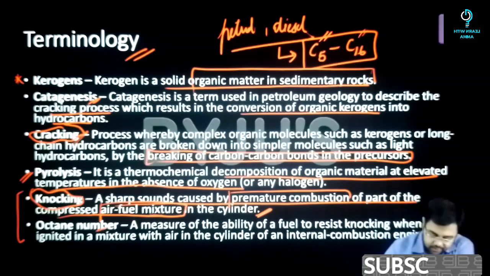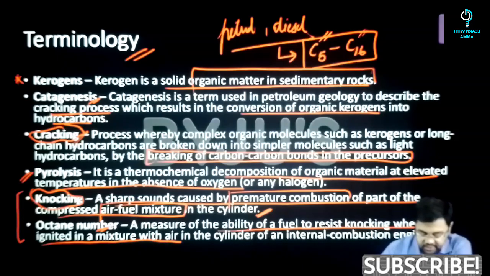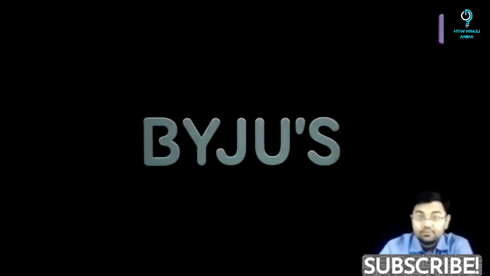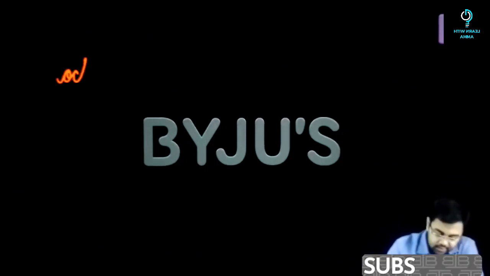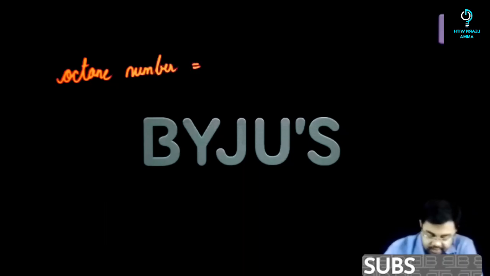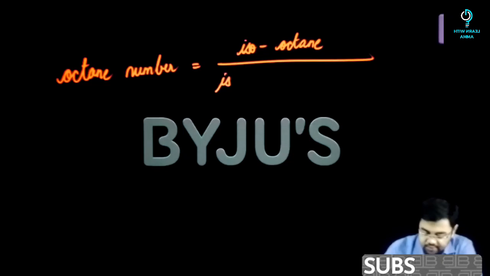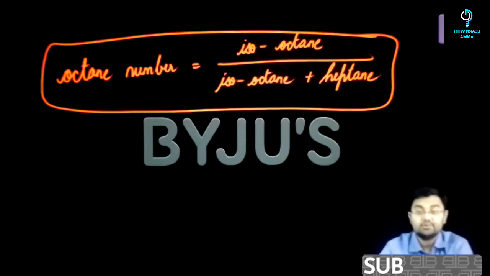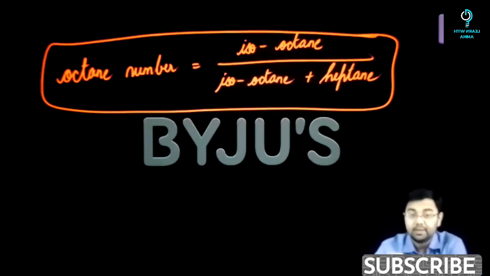So what is octane number? It is the measure of the ability of a fuel to resist knocking when ignited in a mixture with air in the cylinder of an internal combustion engine. But if you go by definition, octane number is the amount of isooctane in a mixture of isooctane and heptane. So the amount of isooctane in an isooctane-heptane mixture is called the octane number.